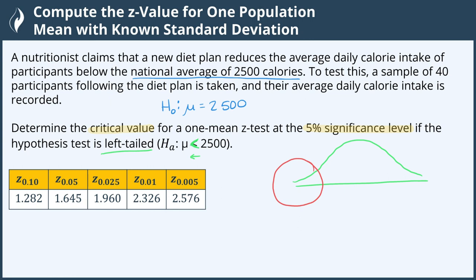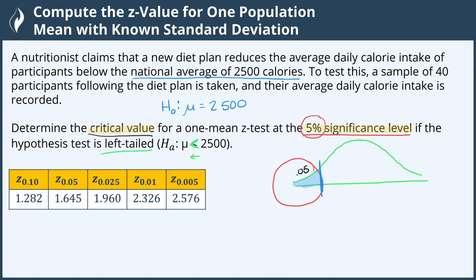And we were told that we are using a 5% significance level. This means we are looking at the bottom 5% of our normal curve, and changing this to a decimal so that we have the area under the curve makes this 0.05. Our goal is to find the critical value or the cutoff right here for the bottom 5%. We have several ways of finding that.